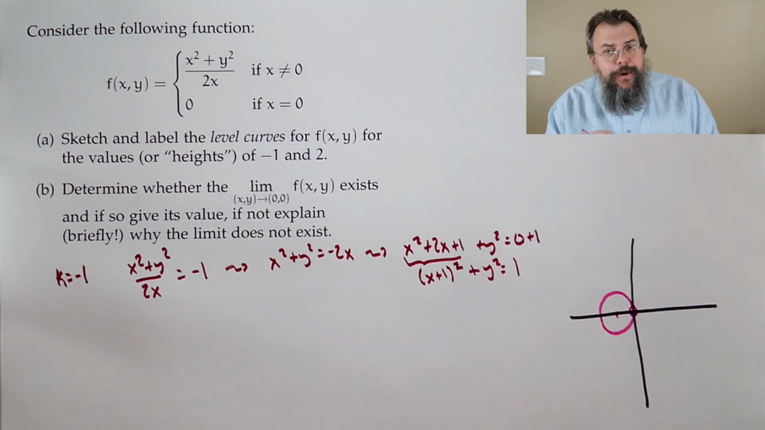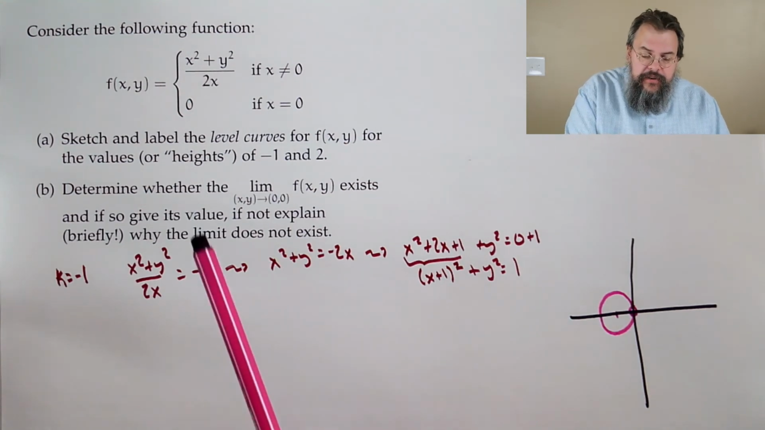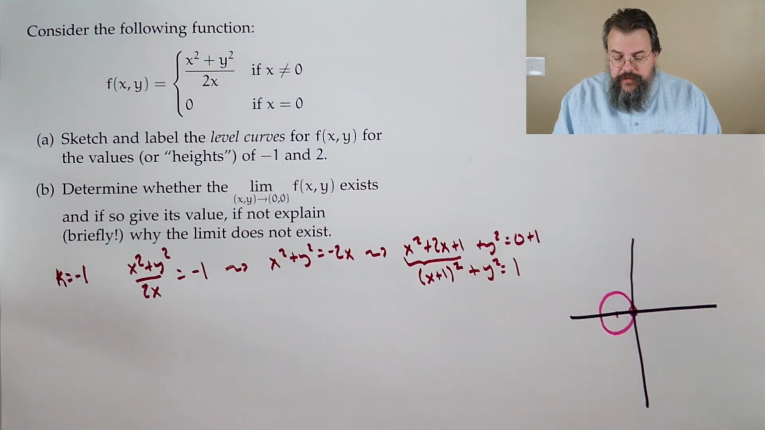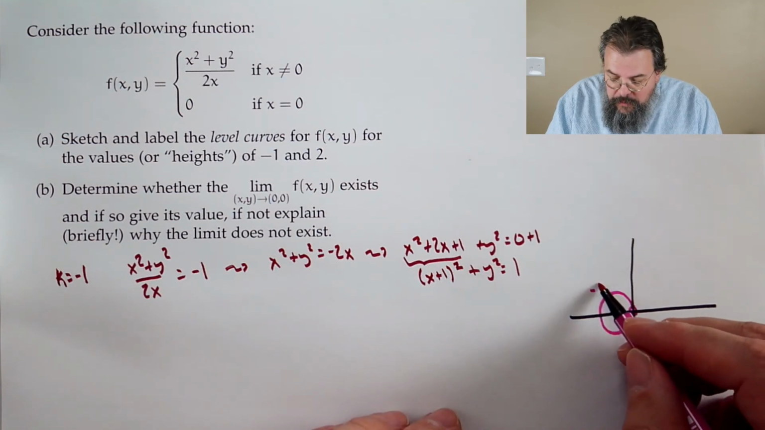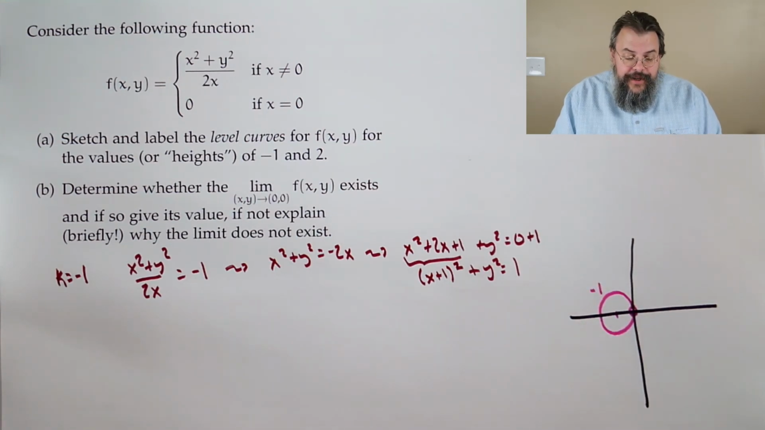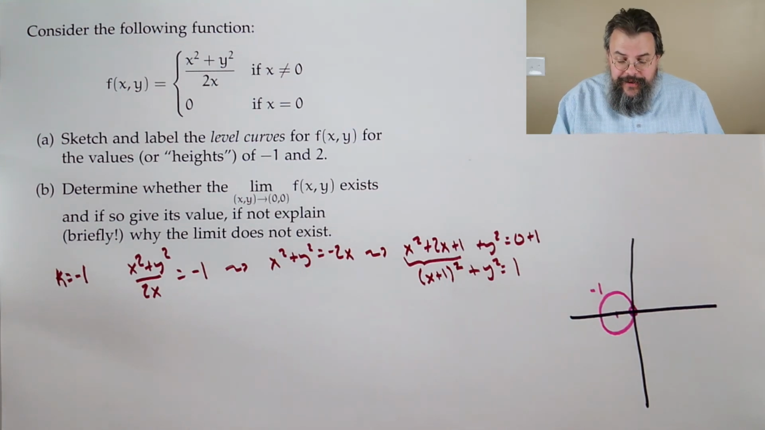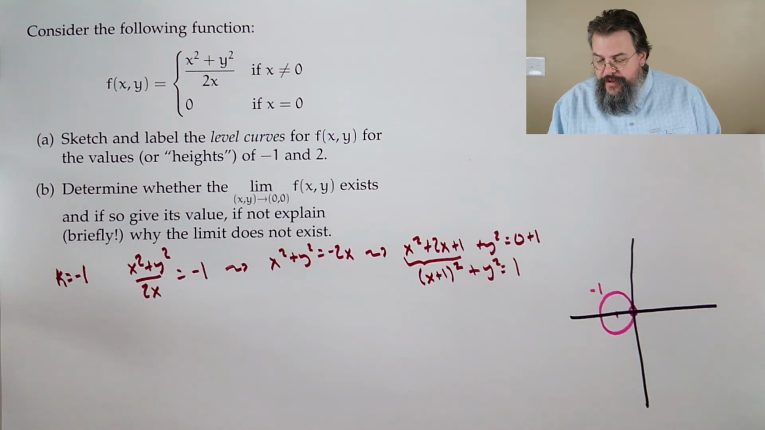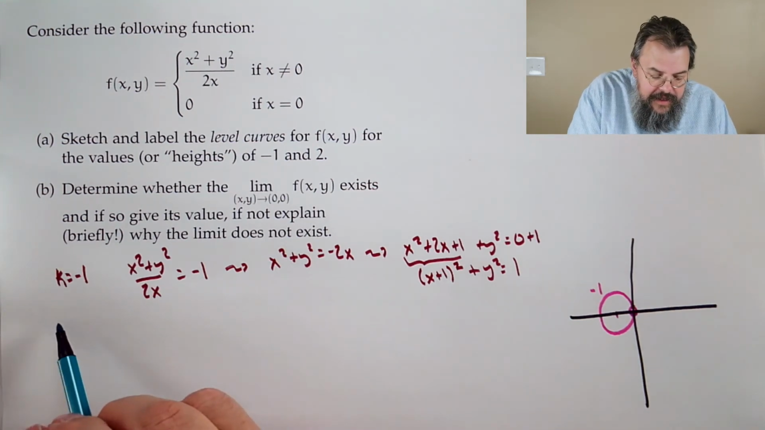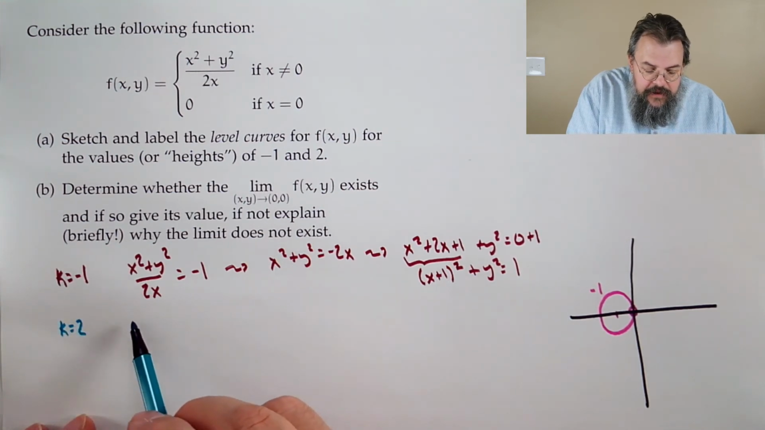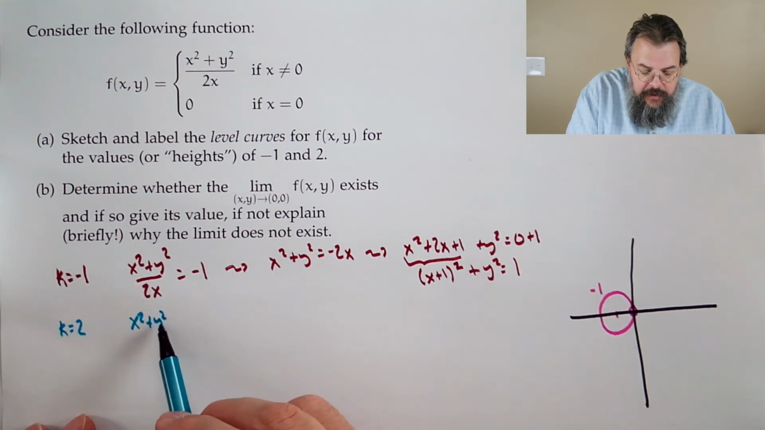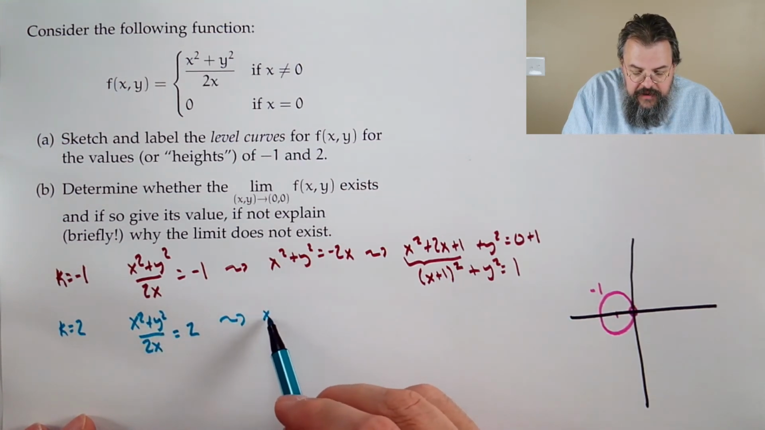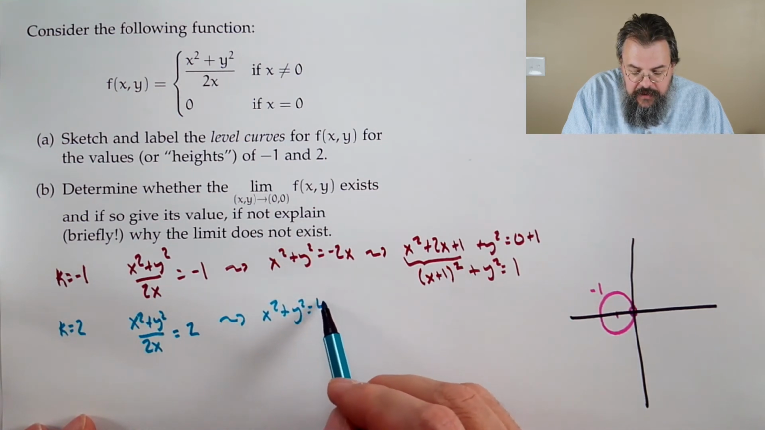Now you might say, wait, why not? Well, because when x equals 0, that's the y-axis, that includes the origin. All right, so we're going to label this -1. Okay, good. Well, let's do our other level curve, because I said there are 2 level curves. Okay, so level curve number 2. So that's our height, k equals 2. So we get x squared plus y squared over 2x equals 2. So we follow the process. x squared plus y squared equals 4x.